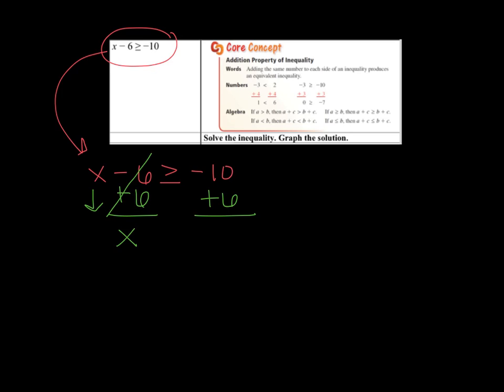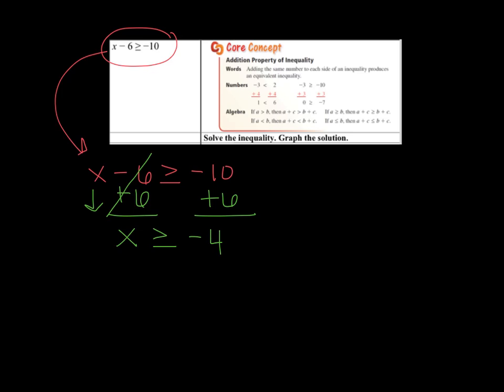I bring down my x, I bring down my inequality symbol, so we have x is greater than or equal to, and then negative 10 plus 6 is negative 4. We've been talking for a couple of days now about inequalities, and remember, an inequality has multiple solutions. So what this is telling me is that x can be any number that's greater than or equal to negative 4. So I can plug in a negative 4 right here. Negative 4 minus 6 is greater than or equal to negative 10 because it actually equals negative 10. If I pick any number that's bigger than that, it's going to work.